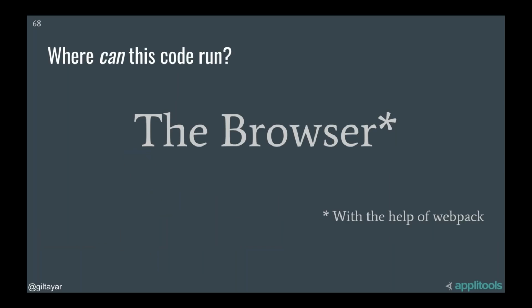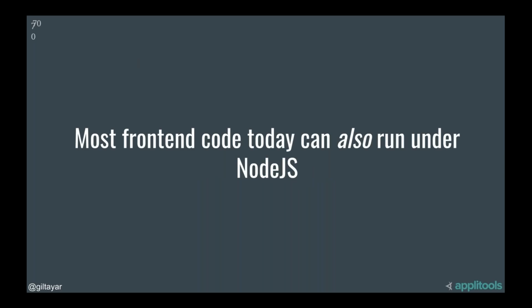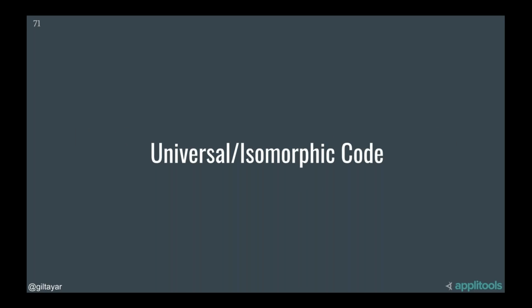So we've seen that the code which imports and exports JavaScript can run in the browser with the help of Webpack. But the nice thing about it is that the same code runs in Node.js. Exactly the same code can run in Node.js. And that's beautiful, because today, which was not true like 5 or 10 years ago, most front-end code can run in the browser. Obviously, it has to run in the browser, but it can also run under Node.js. This kind of code, which can run under both environments, is called universal or isomorphic code.